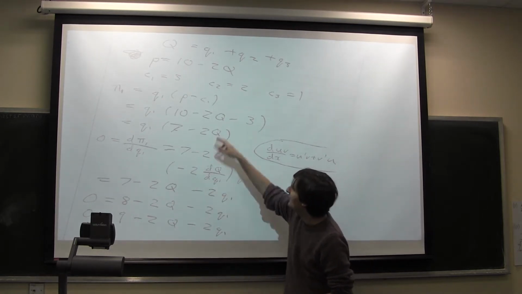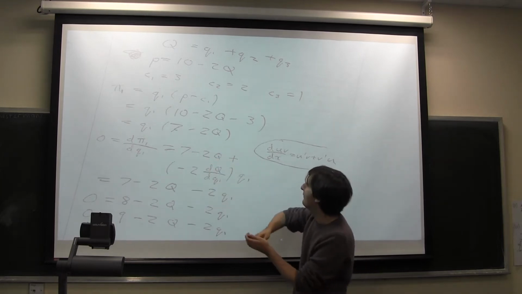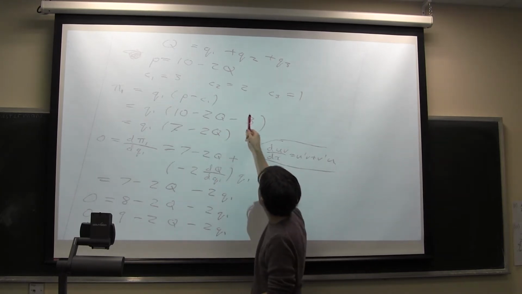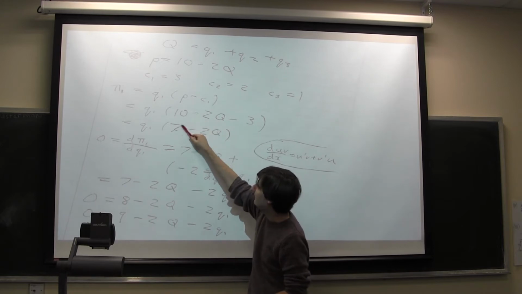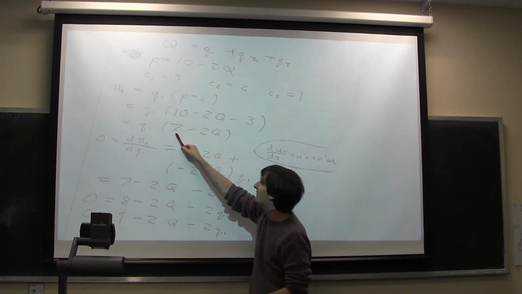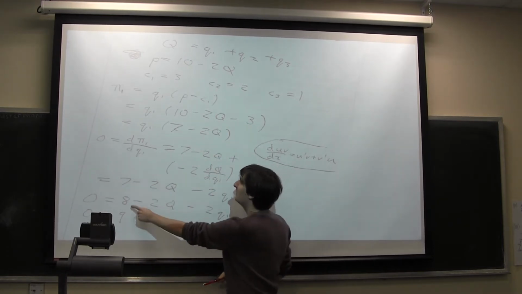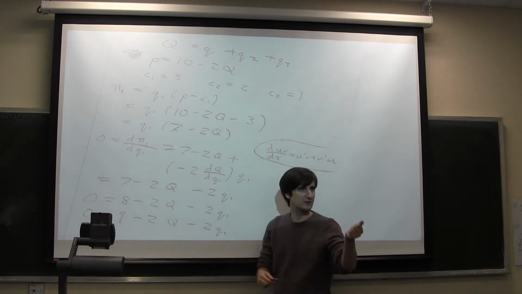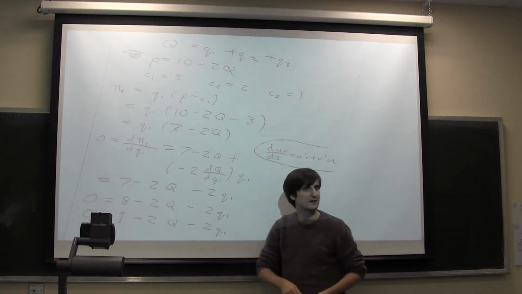Because you could do all this again, and remember this 10 came from 10 minus 3, and that gave us the 7. Now for the other firms, which have marginal costs of 2 and 1, we're going to get an 8 and a 9.